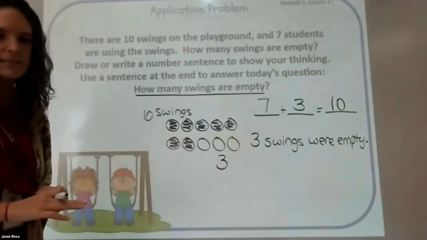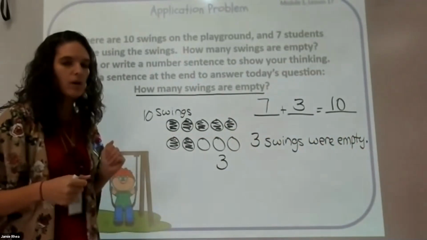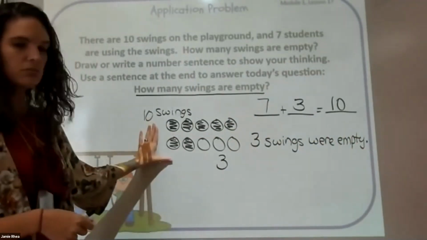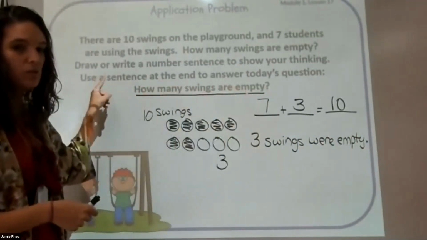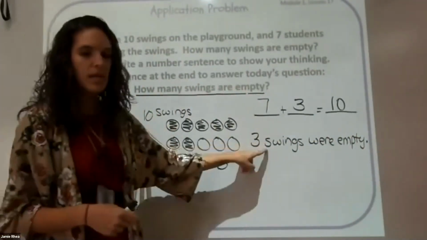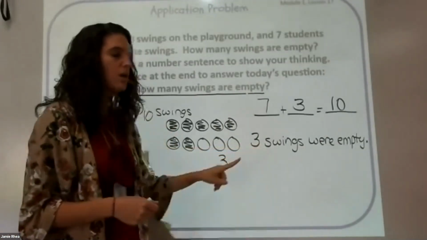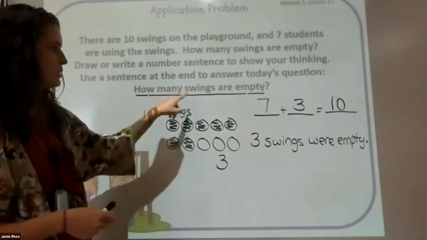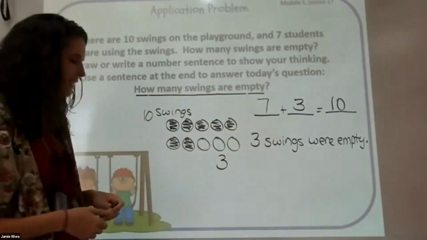So now I wrote out a sentence. 3 swings were empty. Now we are complete. We drew a picture. We even wrote another sentence because it said we could do either one, draw or write, but I did both. And then we had our sentence to show the answer to today's question. 3 swings were empty. How many swings were empty? 3 swings were empty.